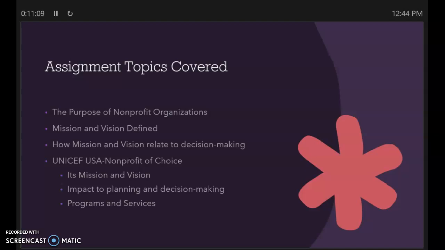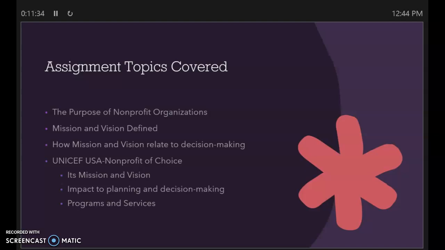So for this assignment, I'll first discuss the purpose of nonprofit organizations and the difference between nonprofits and government agencies and for-profits. Then I'll define what a mission and vision statement are and how important they are to a nonprofit's success. And I'll talk about the importance of the mission when it comes to decision making and planning, including the programs and services being offered.